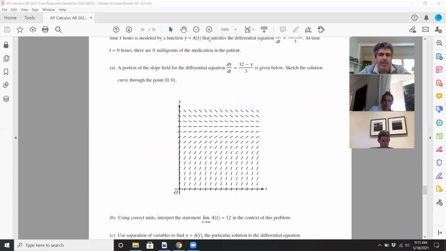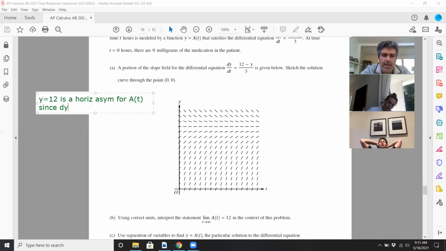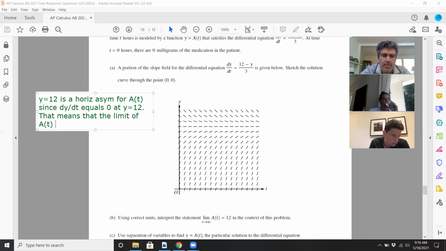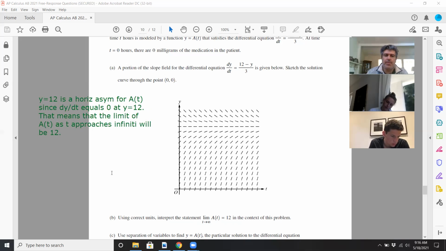So I guess the way to properly write this, because I'm kind of all over the map here, is to say that y equals 12 is a horizontal asymptote for A of t, since dy/dt equals 0 there. I think that's really what they're looking for.